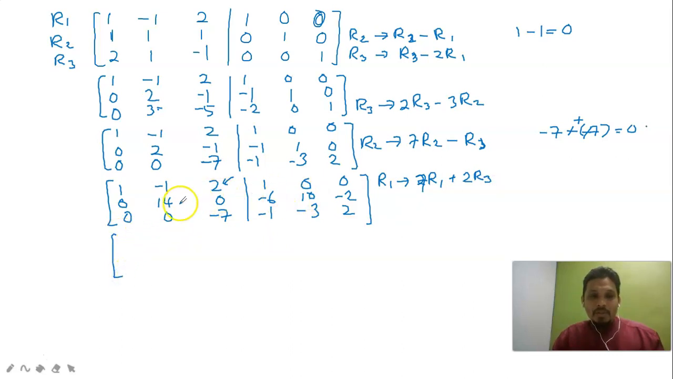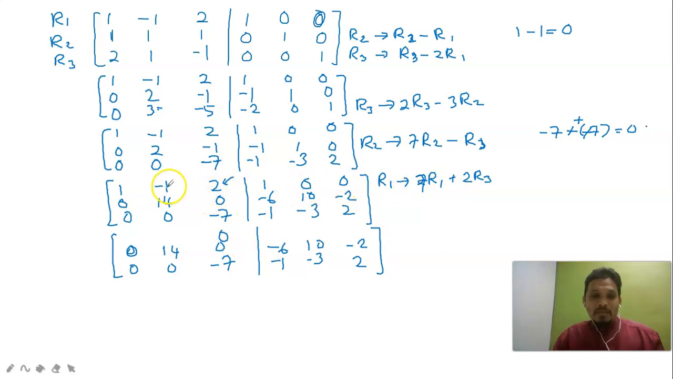So nothing changed in row number 2 and number 3. 0 and 0, 14, 0, 0, negative 7. Okay, and then negative 6, negative 1, 10 with 3, negative 3, negative 2 with 2. Now 7 times 2 equals 14, and then 2 times negative 7 equals negative 14. So 14 minus 14 is 0.